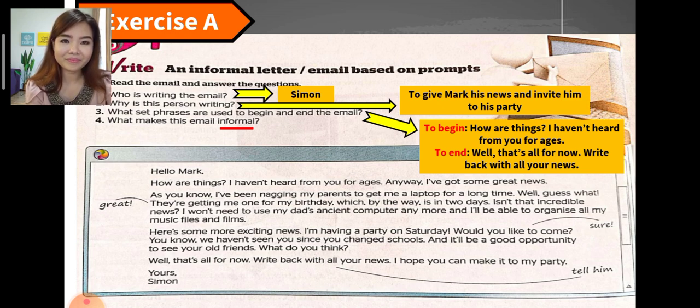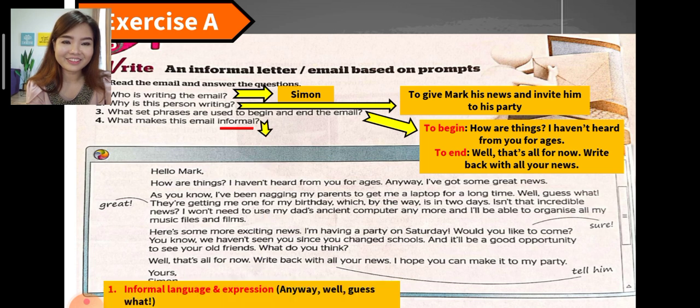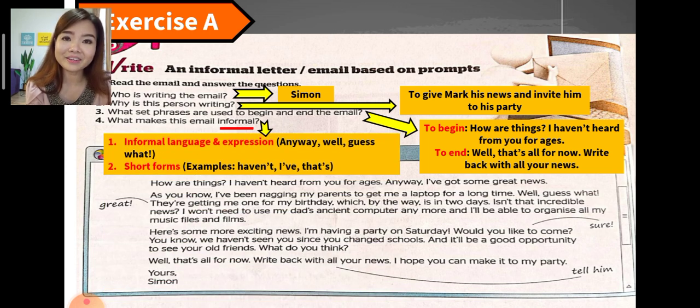Number 4, what makes this email informal? Can you tell that this email is informal? What is the difference between formal and informal? Alright, let's look at the examples here. Number 1, Simon uses informal language and expressions. For example, he uses the words anyway, well, guess, and what. And also number 2, he uses short forms. For example, haven't, I've, and that's.